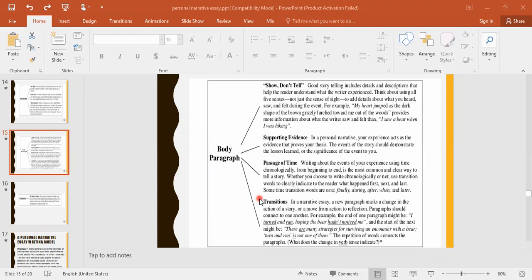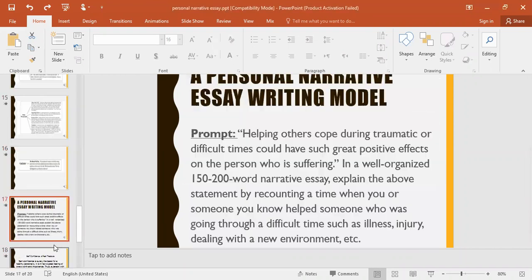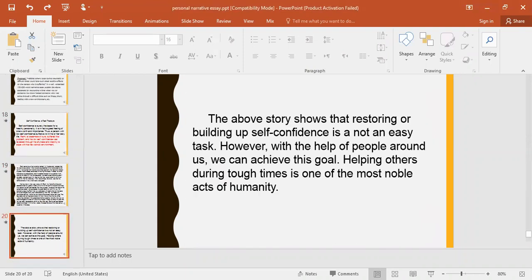Okay, I will stop here for today. We will continue tomorrow with the rest of the body paragraph, the conclusion, and then tomorrow we finish. Conclusion, and we have a personal narrative prompt as a model, we read it, we explain it, and that's it.